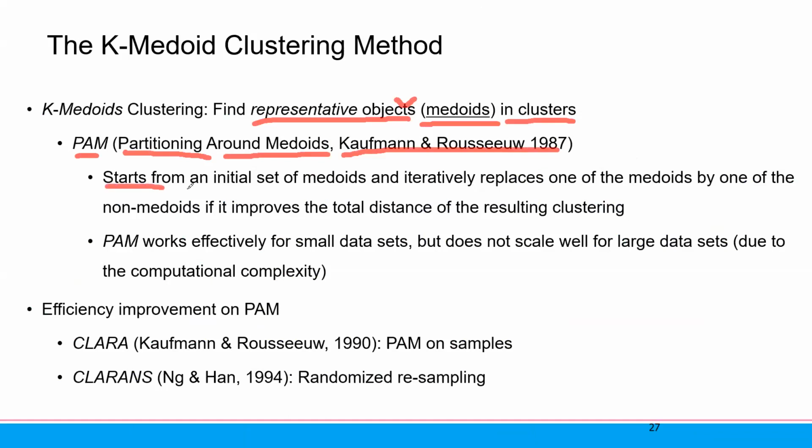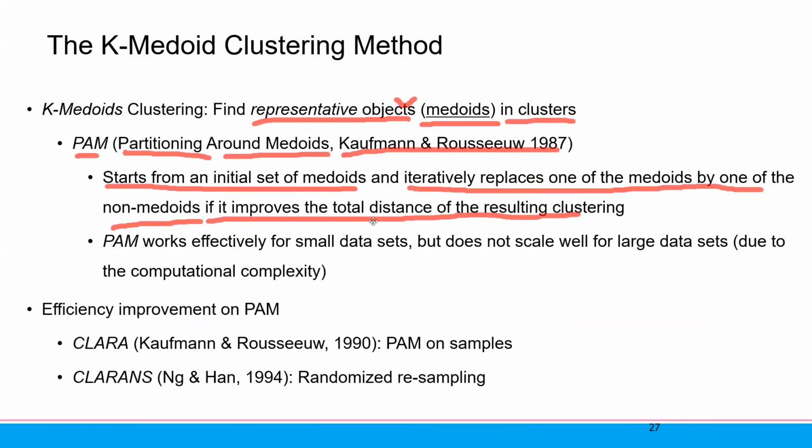So the idea is to start from an initial set of Medoids and iteratively replace one of the Medoids by one of the non-Medoids if it improves the total distance of the resulting cluster. So the key point is that it improves the total distance. As we know, we want to get the minimum, so if it goes to the minimum, then we replace the Medoid with one of the non-Medoids.